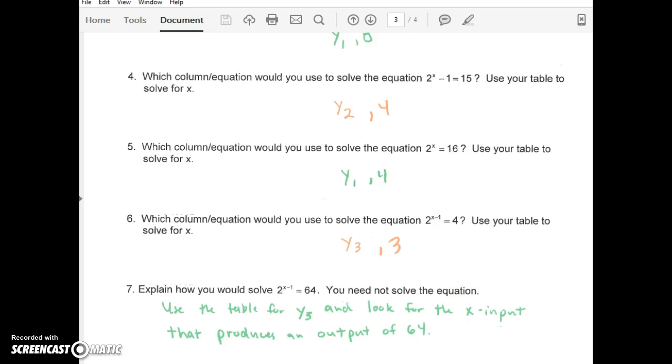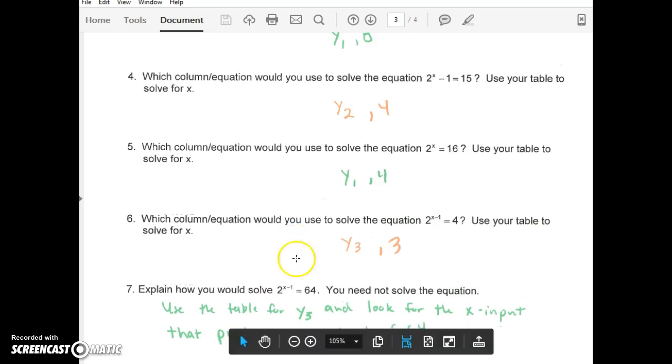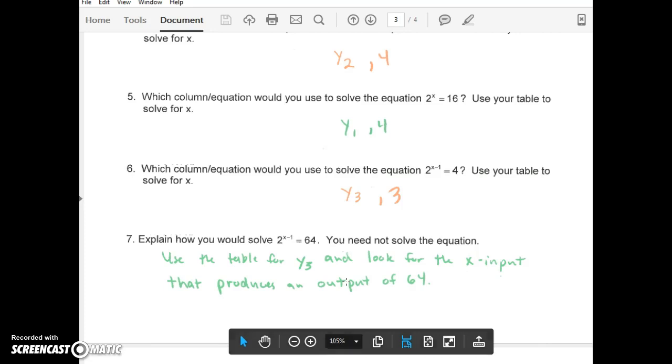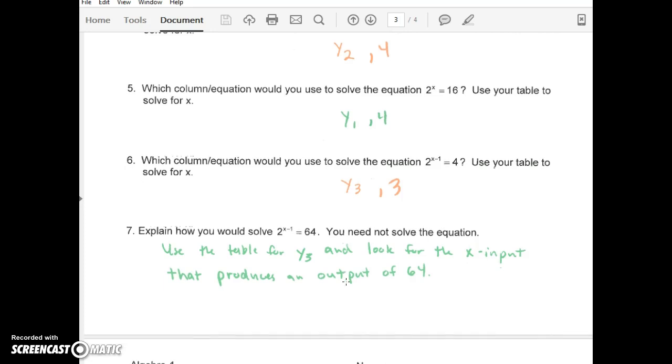Well, you're going to enter in the equation. We've already done that. We're going to go to the table for y3, because that's the equation that matches up with 2 to the quantity x minus 1. And we're going to look for the x input that gives us an output of 64. And that would happen when x equals 7, I believe.